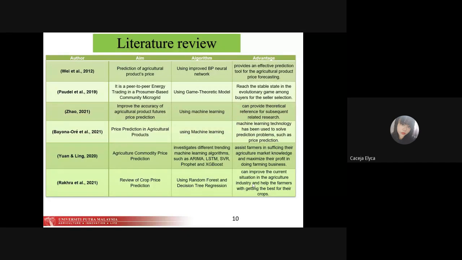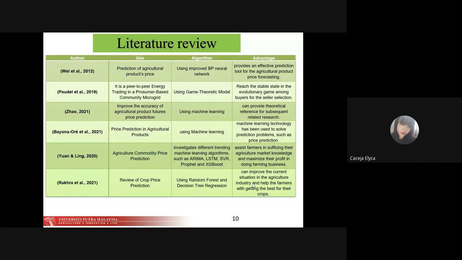So next is from ZAO 2021, which improved the accuracy of agriculture product future price prediction using machine learning. They didn't mention which machine learning they use, which provides a theoretical reference for subsequent related research. Then we have Biona Oral in 2021. They made a price prediction in agriculture products using machine learning also, and they said that machine learning can help in the prediction problem, especially for price prediction.